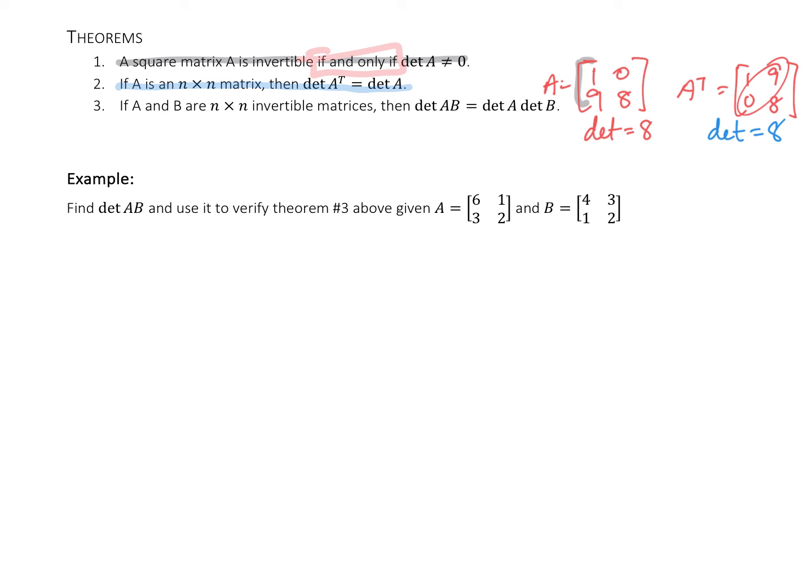The last one says if A and B are invertible matrices, then the determinant of the product of the matrices is equal to the product of the determinants of the matrices. That's a mouthful. Say it 3 times fast. Okay, so let's show that that's true. Here's my A, here's my B. First thing I need to find is AB, right? So for AB, I'm going to take this row by this column, 6 times 4 is 24, plus 1 is 25.